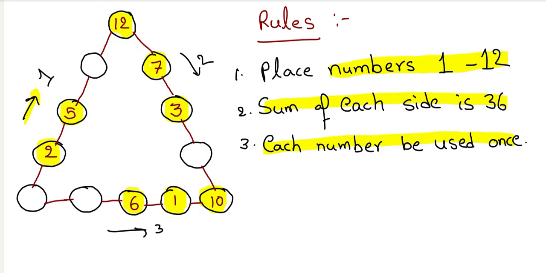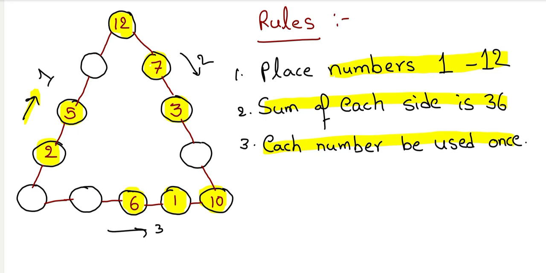Hi friends, there are three rules in this math puzzle. We should place the numbers from 1 to 12. And there are three sides in this triangle, side 1, side 2 and side 3. The sum of each side is 36. So when we add all the numbers in each side, the sum should be 36. And the third condition is each number should be used once.